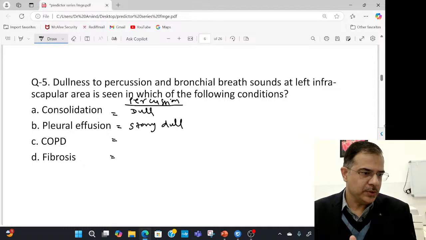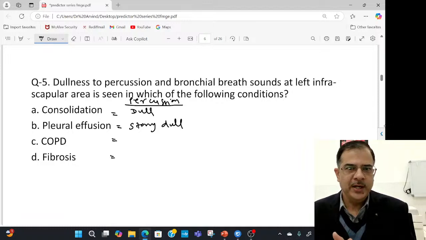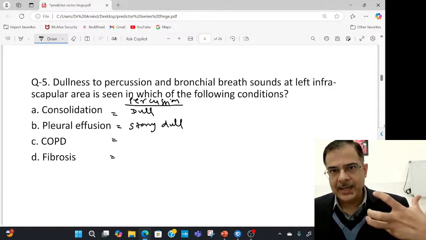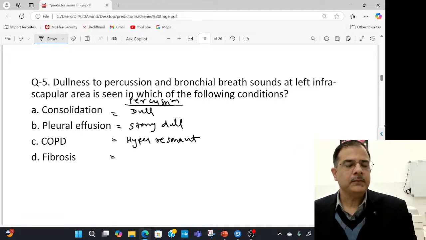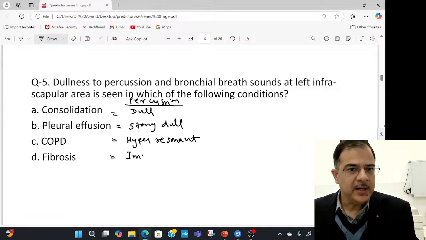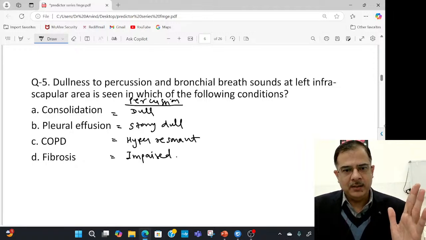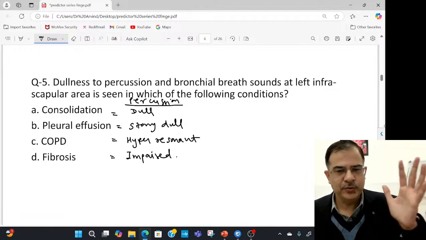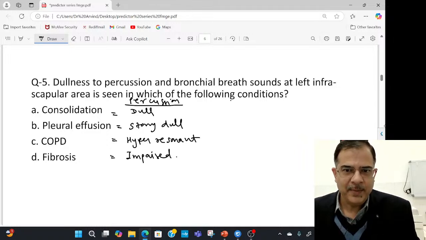Stony dull. For this, I am getting the wrong response. No, B will not be the answer. Stony dull will be the finding in the percussion. For COPD, because of the air retention in the lungs, it can be hyper-resonant. Fibrosis gives impaired dullness, between normal and dull. Shifting dullness, no, you are confusing. Shifting dullness is seen in ascites.